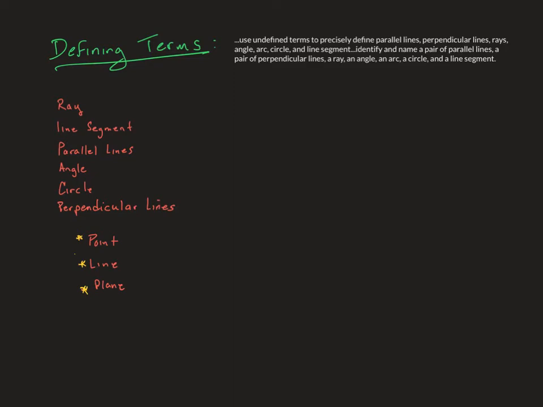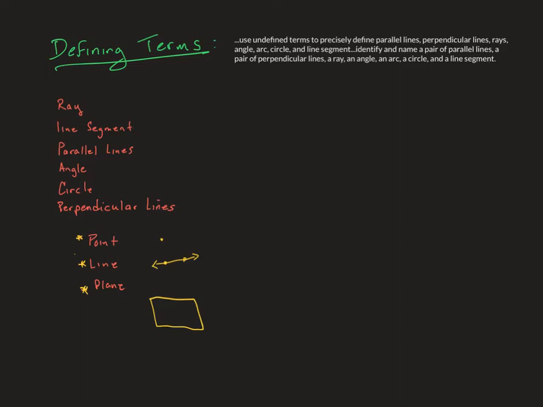So, in defining terms, we've already talked about a point, a line, and a plane. A point, a line, and then a plane, maybe a two-dimensional flat object. And then a line, we might have some points on a line. And that's where we're going to go with these next items.